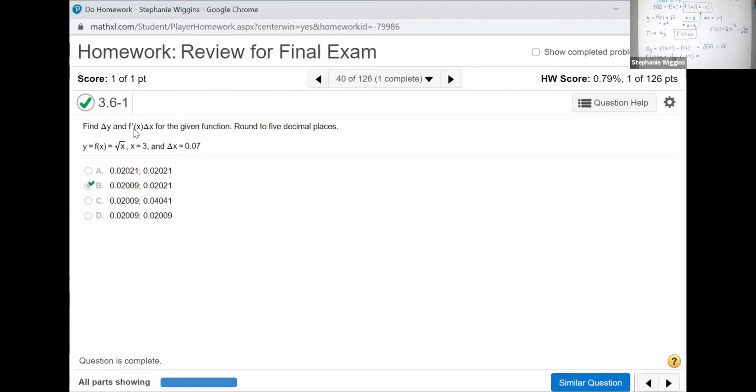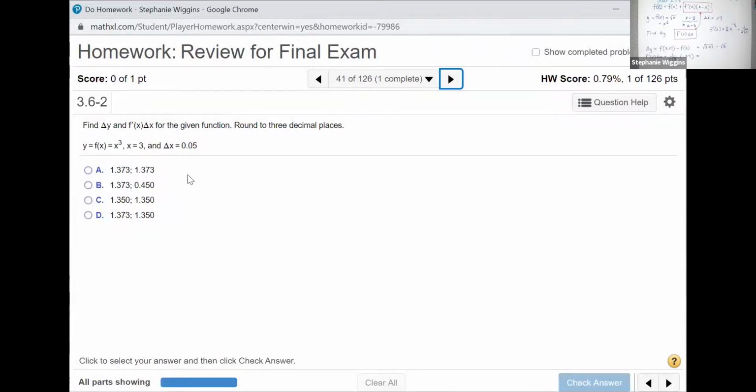I'm not sure yet if there's a problem like this on the test. I have made up the test, so I'm not sure. There may be one similar to that. This is the same basic procedure. Same thing here.